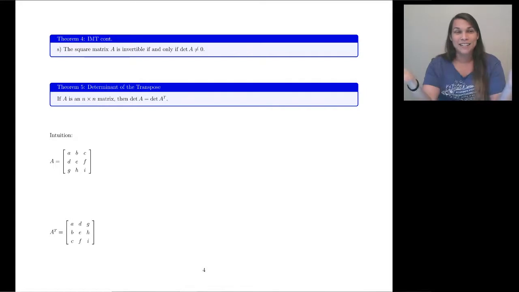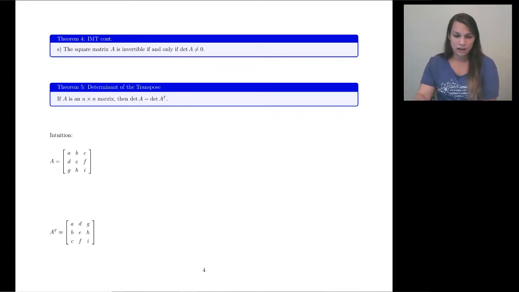So that was what I promised you guys last time. We are now there. But now we've talked about row operations. What about other things? What about transpose? Transpose is a thing that we've done with the matrix. What happens when we do that? That's theorem 5. Determinant of A is equal to the determinant of the transpose of A.